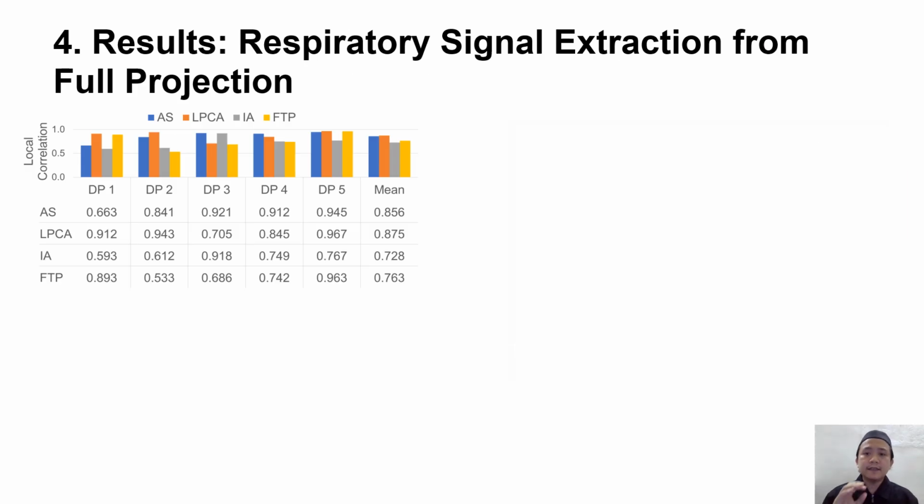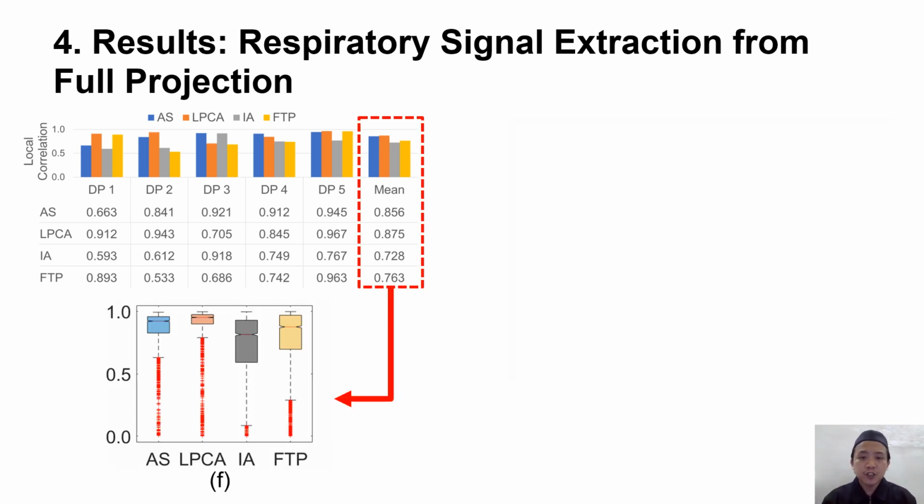In the results, we can see that all 4 methods managed to extract the respiratory signal from the projection data. But the initial results when using a full projection image actually indicated that the LPCA method has the highest overall mean local correlation between the extracted signal and the ground truth of all 5 digital phantoms. For clear visualization, the results are plotted in a box plot as shown in the slide. You might be wondering what the trailing red crosses are. Well, those are what we call the local correlation outlier values that are detected in the results.